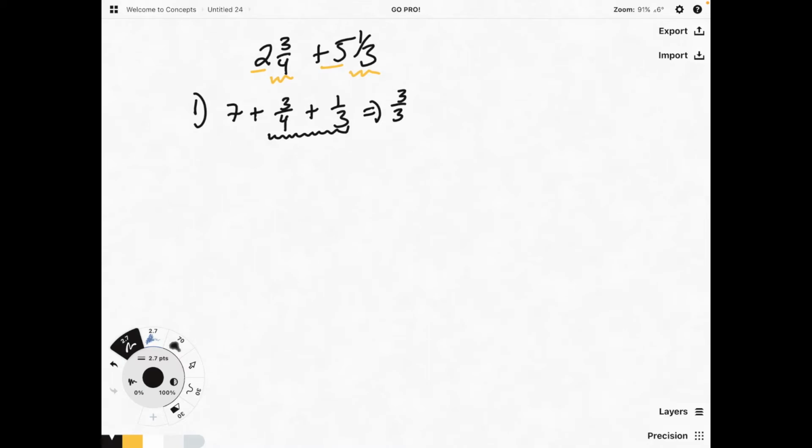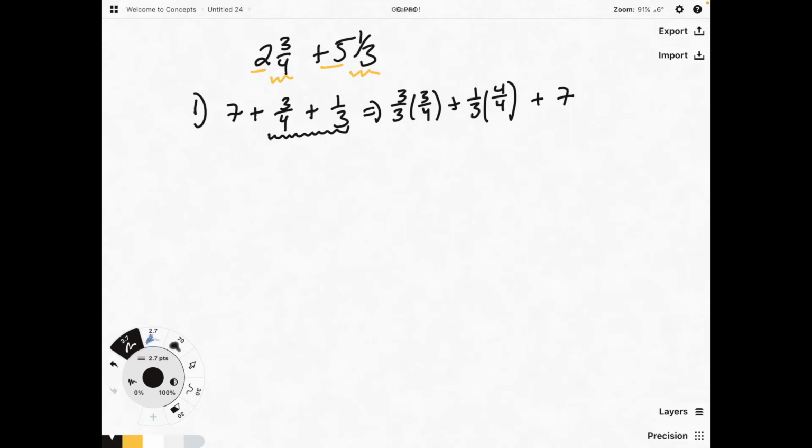So if we did that, we're going to get 3 over 3 multiplied by 3 over 4, because the 3 over 3 is equal to 1, so we're not changing the value, plus we have 1 over 3, and we need to multiply it by 4 over 4. Again, multiplying by 1, not changing the value, and then we still have the 7 left over from the whole number.